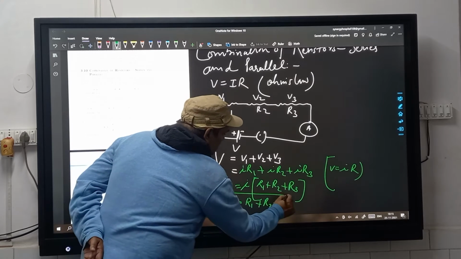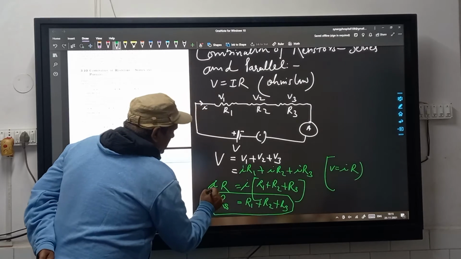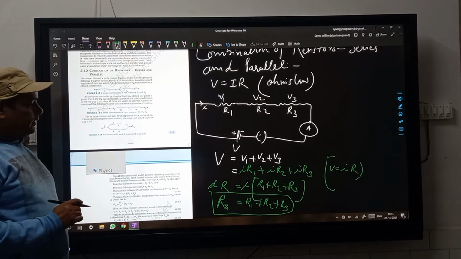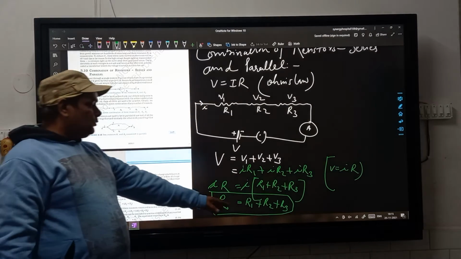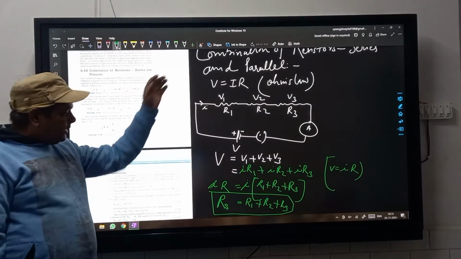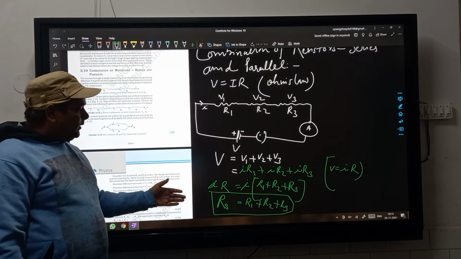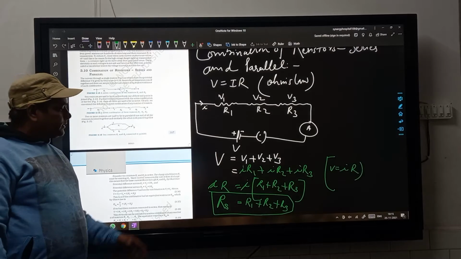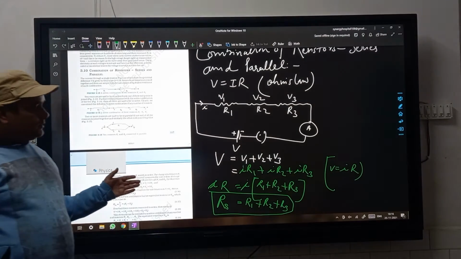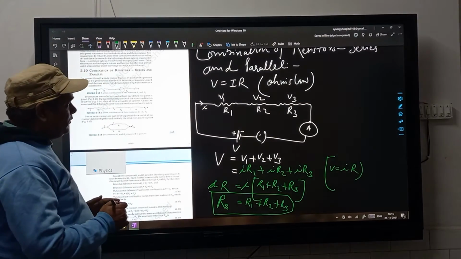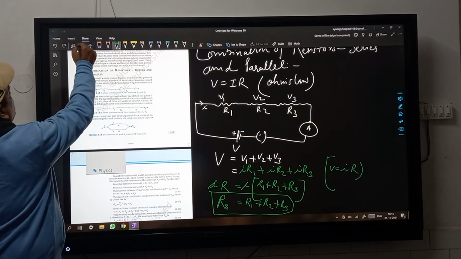This is the formula that we are getting here: Rs is equal to R1 plus R2 plus R3, where Rs is called the equivalent resistance of the circuit in series order. You can find it out. Okay, so the next is parallel.